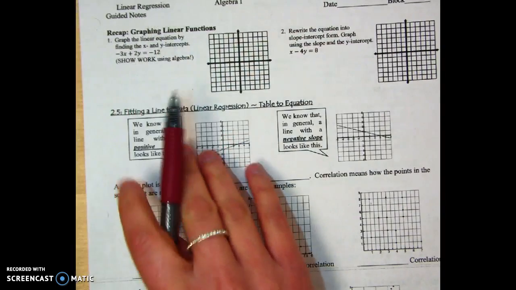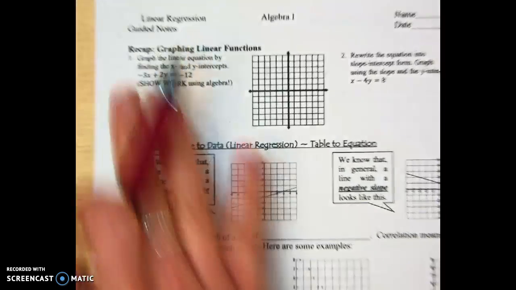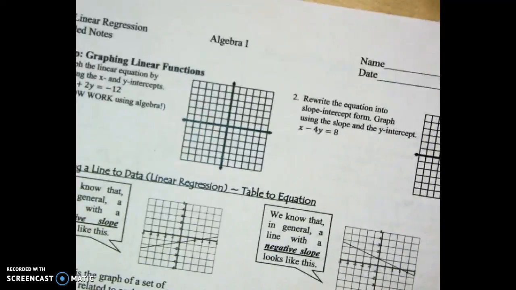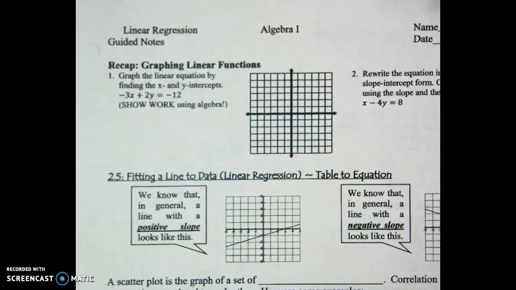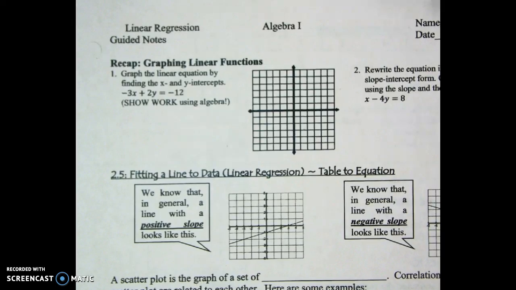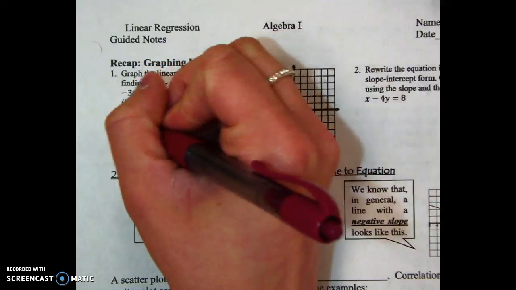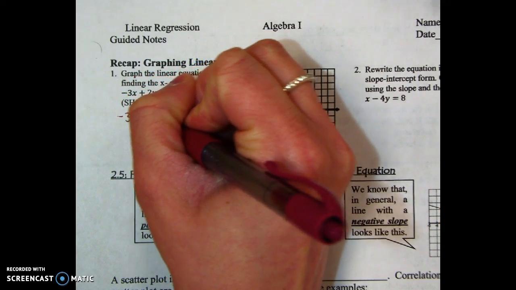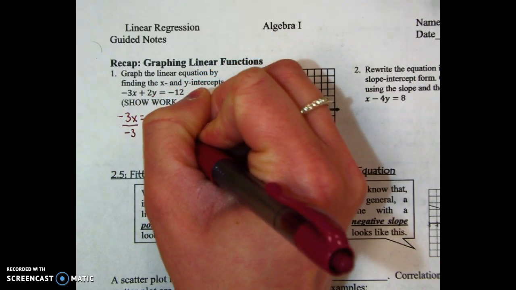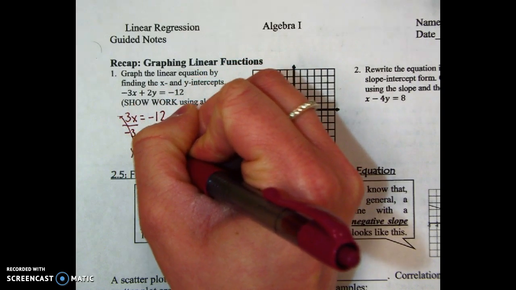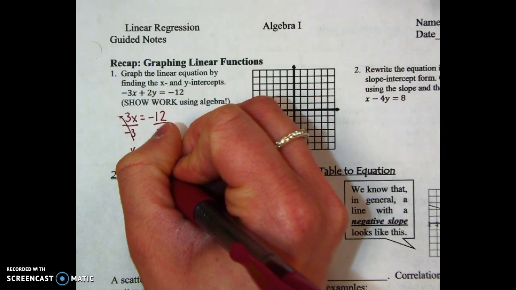To find the x-intercept, let me zoom in here. To find the x-intercept, you plug in 0 for y, which basically gets rid of the y term. So I could just do negative 3x equals negative 12. Divide by negative 3, I get x equals 4. That means the point is (4, 0).